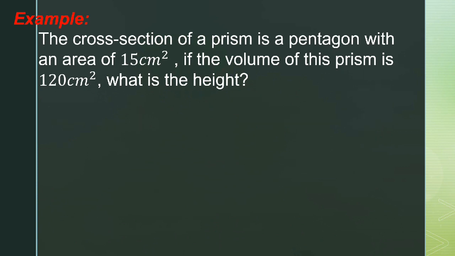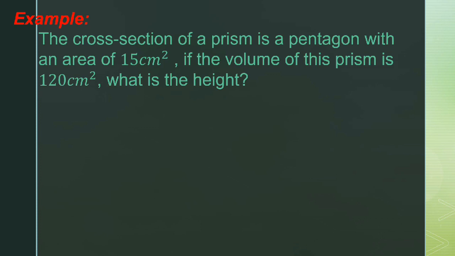Let's have another example. Okay, this one. The cross section of a prism is a pentagon with an area of 15 centimeters squared. If the volume of this prism is 120 centimeters cubed, what is the height? Now, we have the volume already, which is 120. And we have the area of cross section, which is 15 centimeters squared. In this problem, we are going to find the height of the prism.